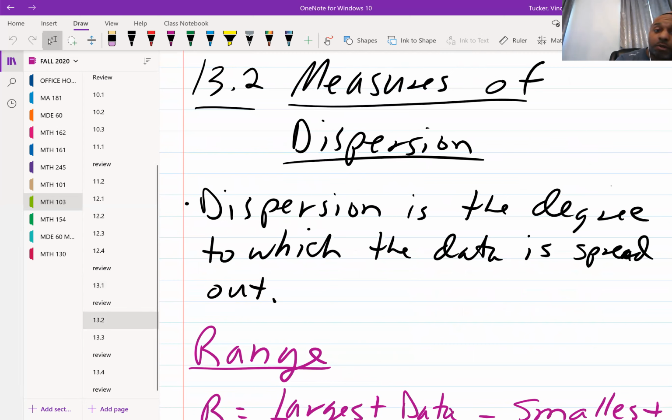13.2, measures of dispersion. Dispersion is the degree to which the data is spread out. You know, how much your data is dispersed.